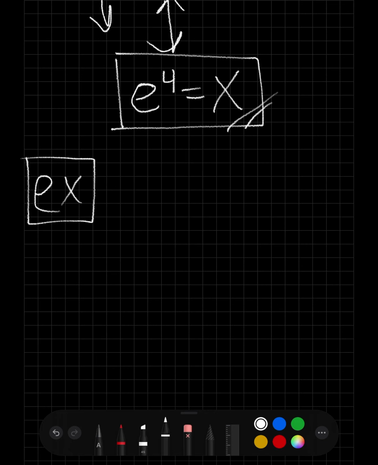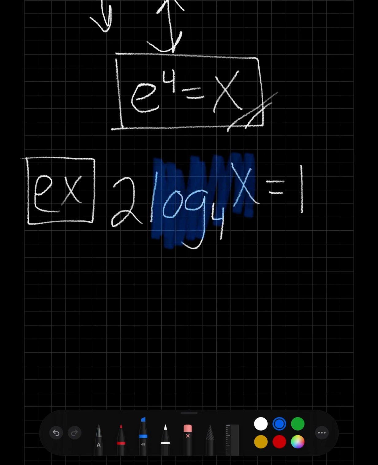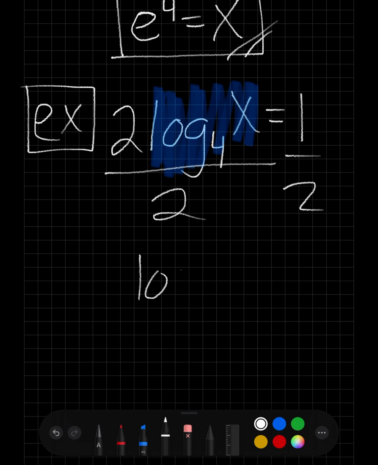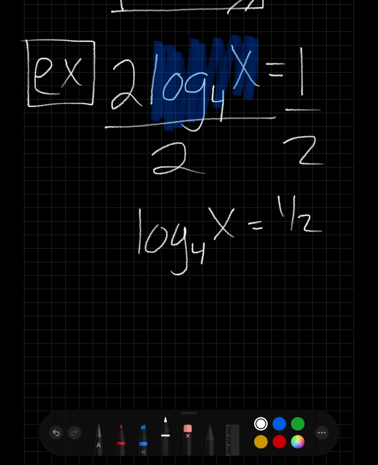Let's do one more example. Let's use a different base though. Let's try 2 times the log base 4 of x is equal to 1. And we're going to solve this the same way, just we're going to have a different base. So our first move is we're going to isolate this logarithm here. And I'm going to do that by dividing this equation by 2 on each side. Now I have log base 4 of x is equal to 1/2.